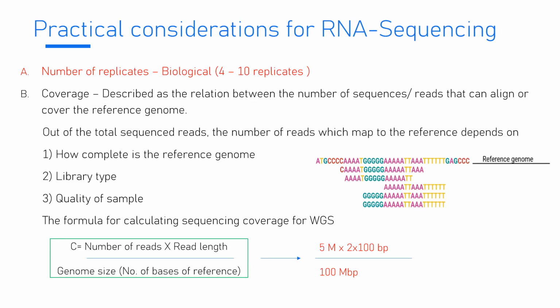Some of the practical considerations for an RNA sequencing experiment would be the number of replicates. Generally, when we prepare the libraries or send our samples to a sequencing center, we will be asked some basic questions, and one of those is replicates. So one has to choose the number of replicates based on the research question and the available funding. Anywhere between 4 to 10 would be good.